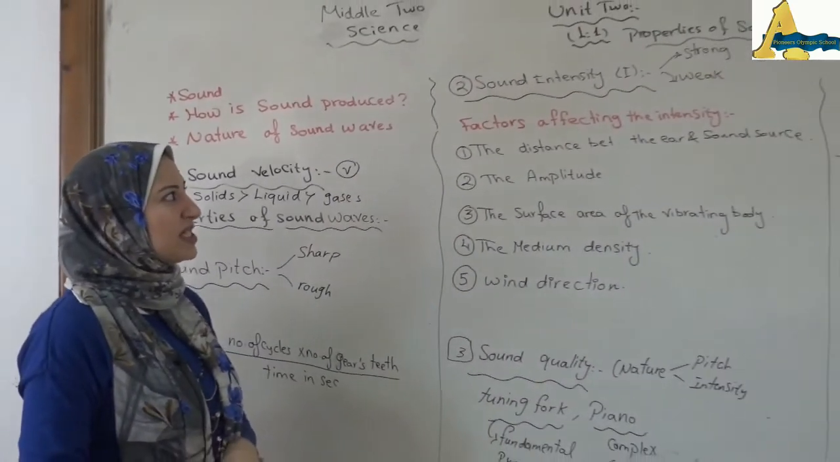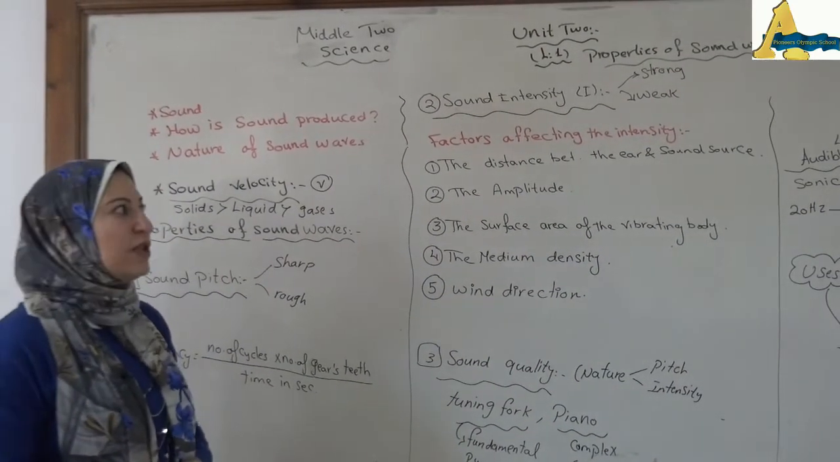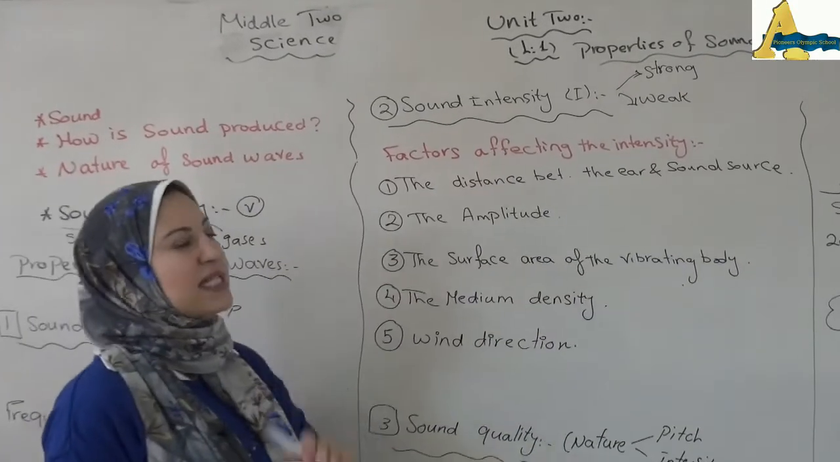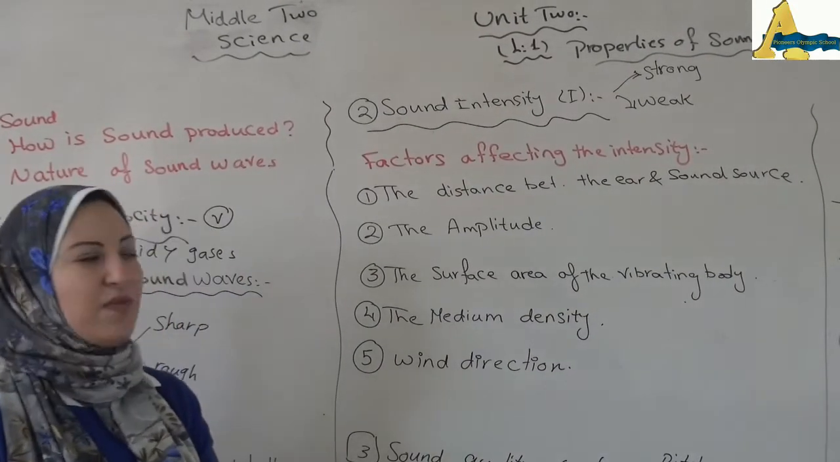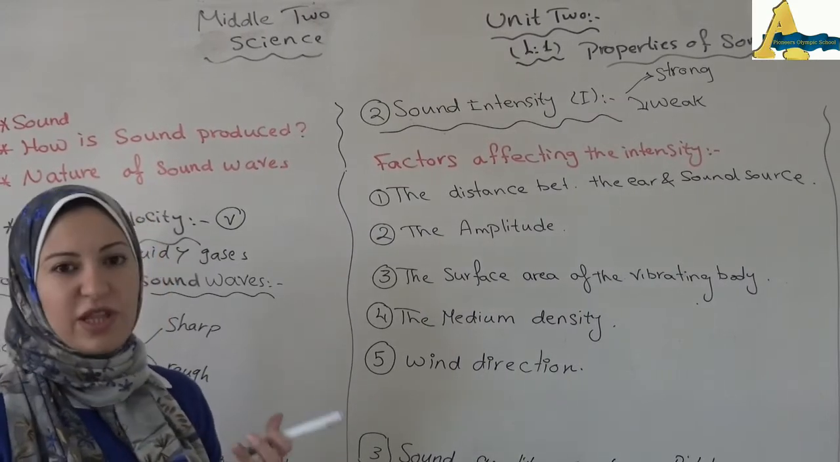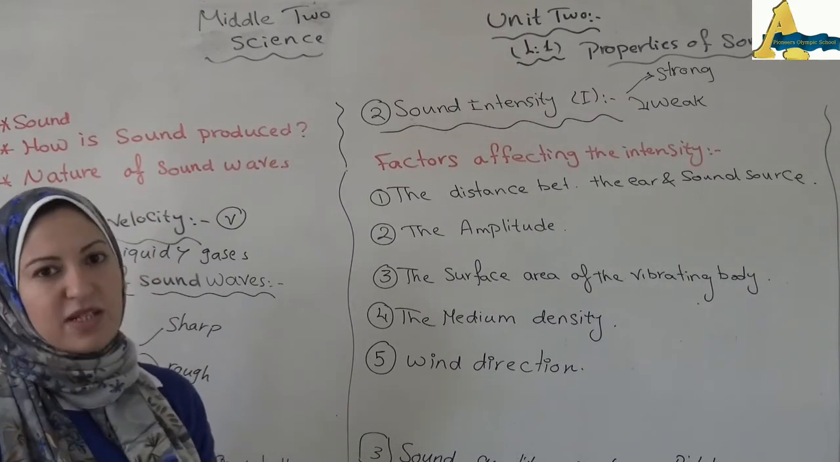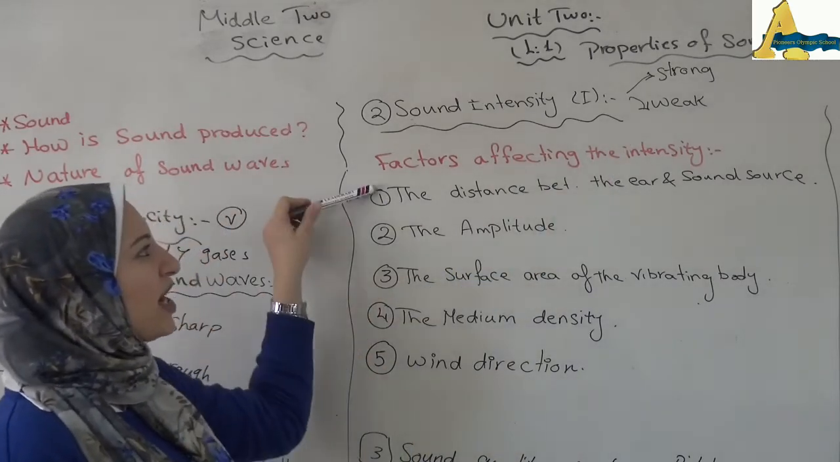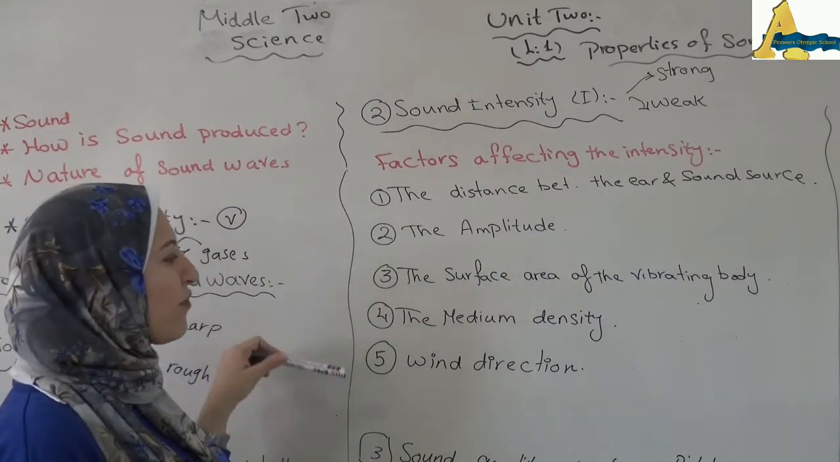Property number 2 of the sound, which is the sound intensity. Sound intensity is the property by which the ear can distinguish between strong and weak sound. How can the sound be strong? If you beat a drum hard, you can hear it with a strong voice, and if you beat it softly, you're going to hear that the sound is weak. What are the factors that affect the intensity of sound? We have here 5 factors.